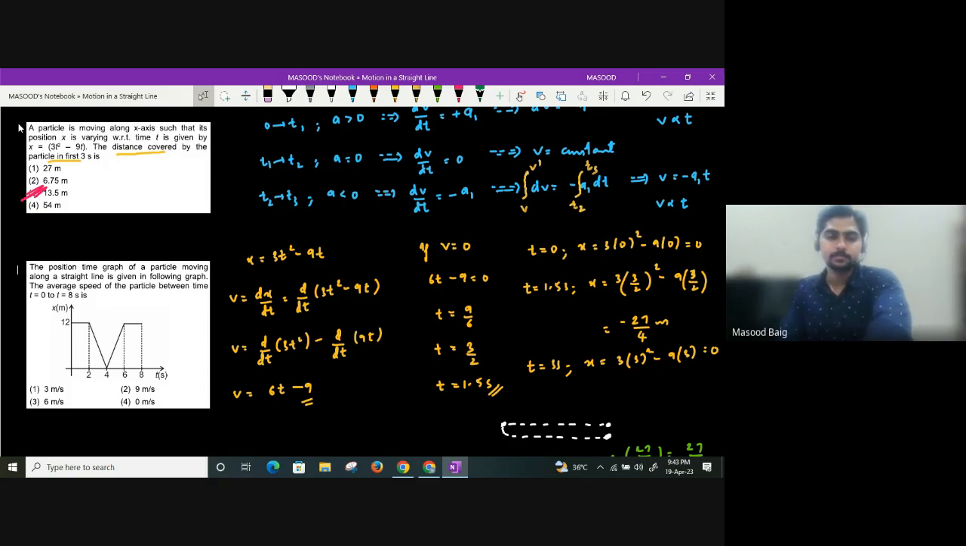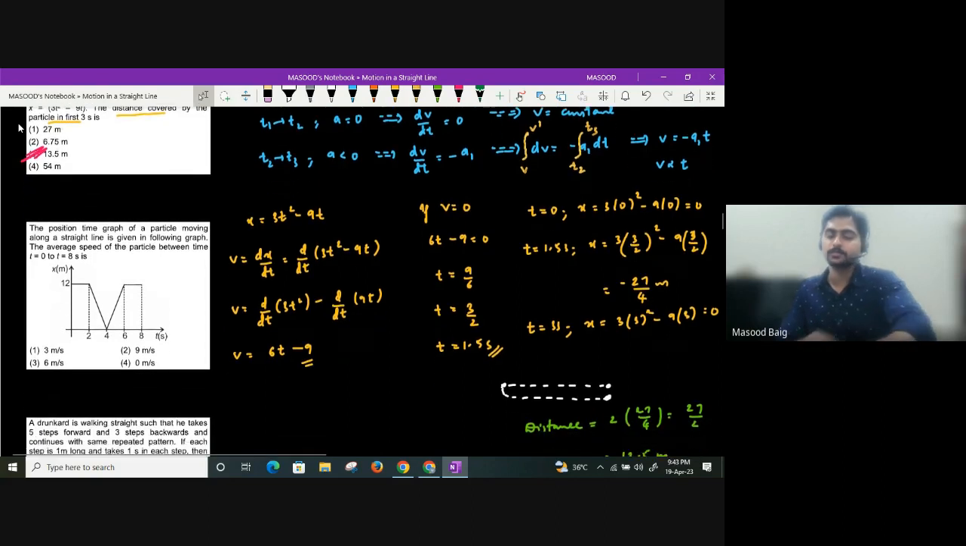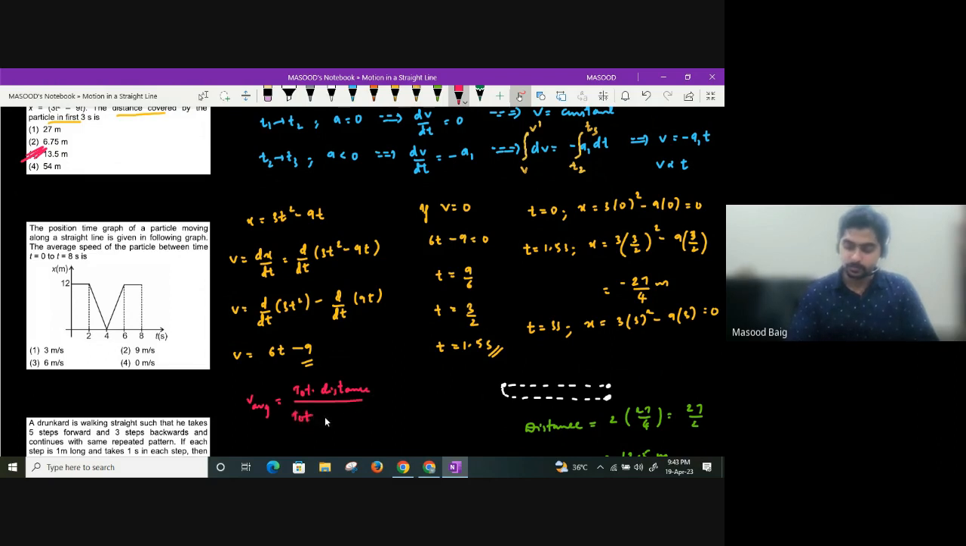Next. Position time graph is given, average speed they are asking of the particle. Average speed, how do we write, guys? Average speed, we know it is given as total distance divided by total time. Position is given here, so I want to find total distance. How will I find total distance?